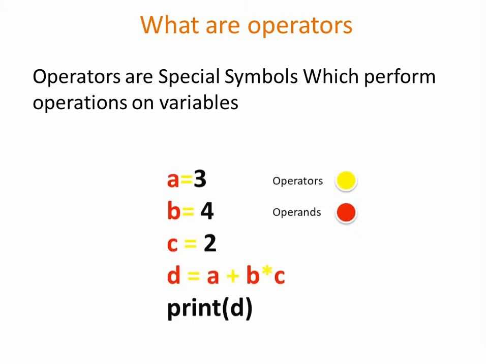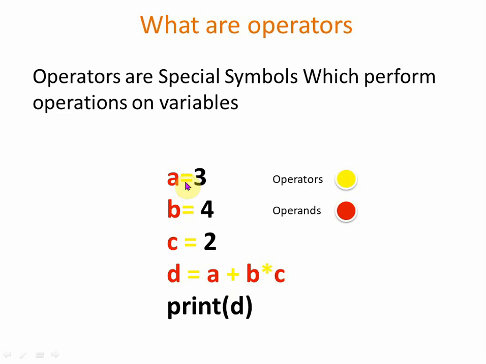Now here you can see a equals 3. Here b equals 4, so b is assigned a value 4, c is assigned a value 2, and d is assigned a value a plus b into c. Here, all these symbols marked in yellow are operators, and those marked in red are operands. Operands you can say are variables.